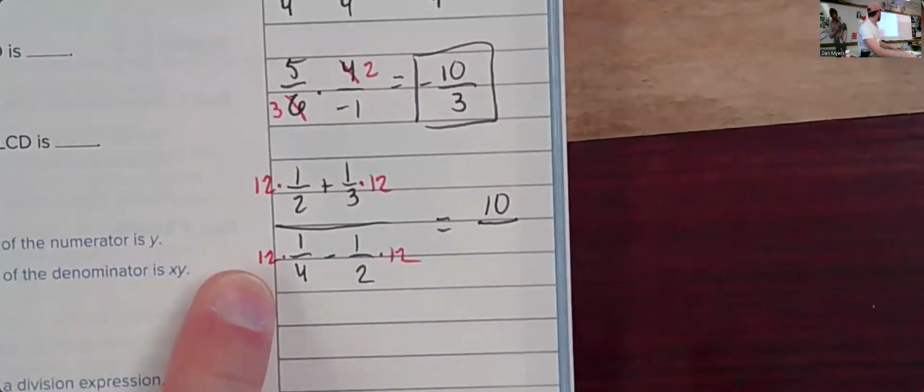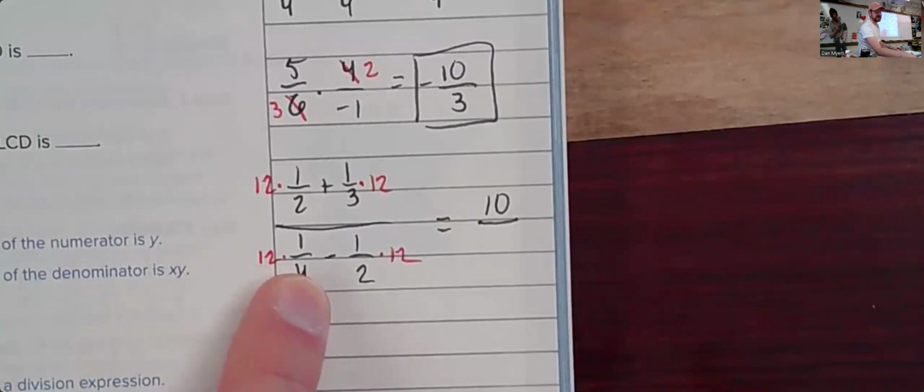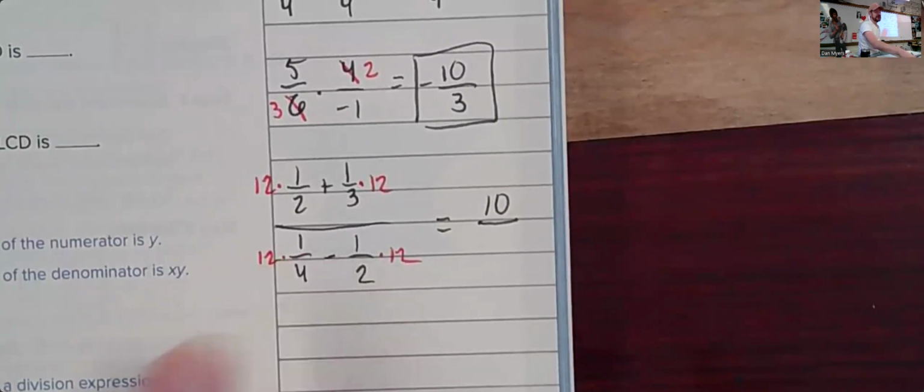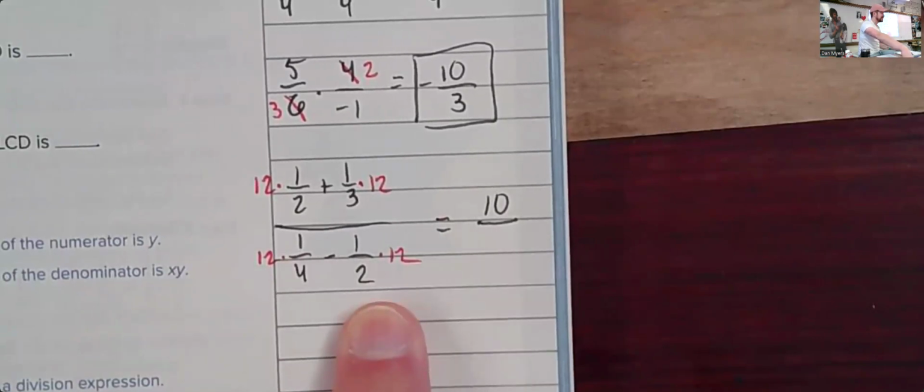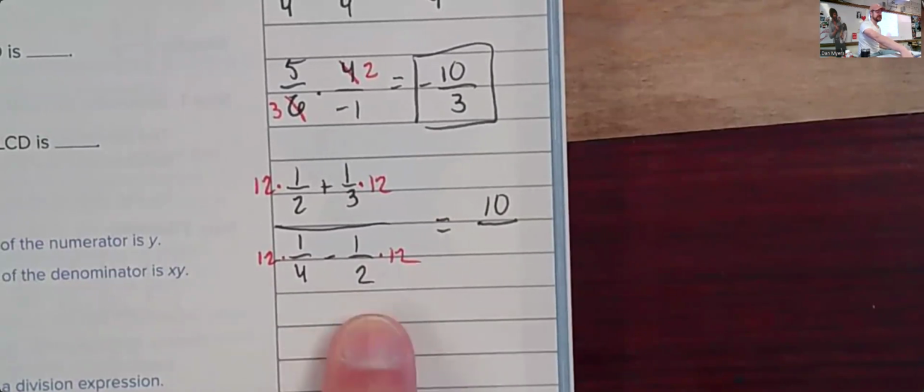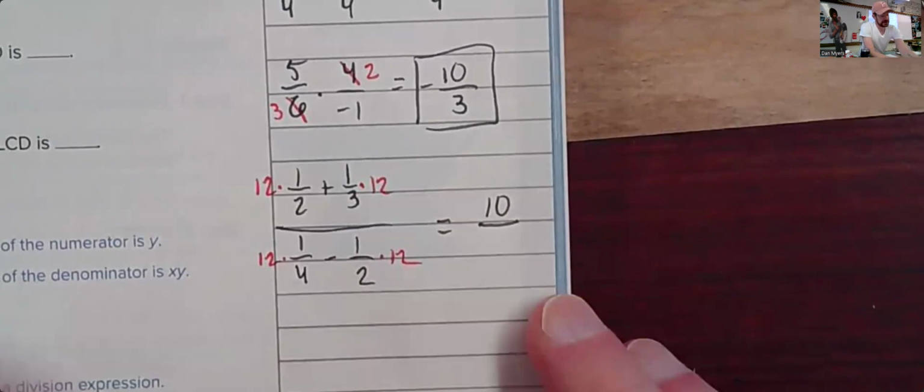Yeah, okay. 4 plus 6 is 10. Good. And then on the denominator, what's 12 divided by 4? 3. What's negative? That's a negative. So 12 divided by 2 is 6, but it's a negative. So this would be 3 minus 6, which is what? Negative 3.